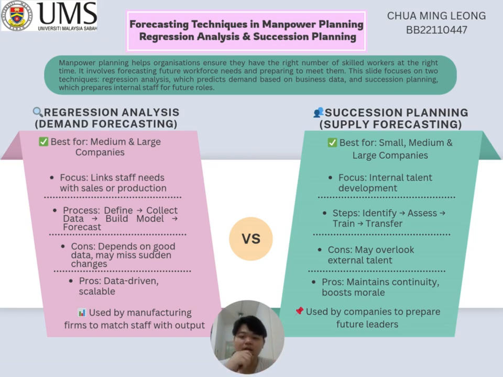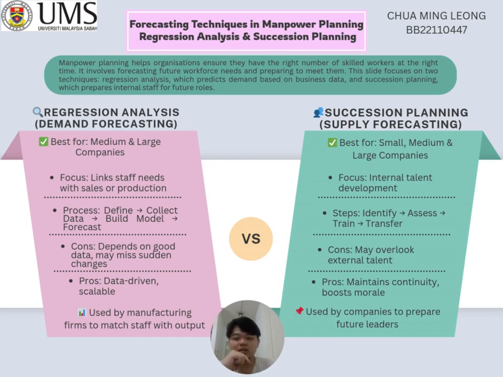So let's talk about what manpower planning is. Manpower planning helps organizations make sure they have the right number of skilled employees in the future. There are two main parts, which are demand forecasting and supply forecasting. Let's look at the first one, which is regression analysis, a demand forecasting technique.